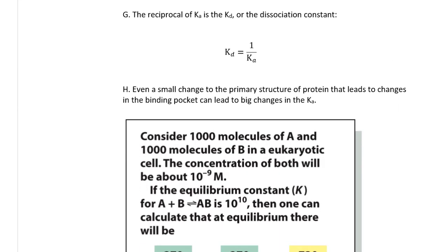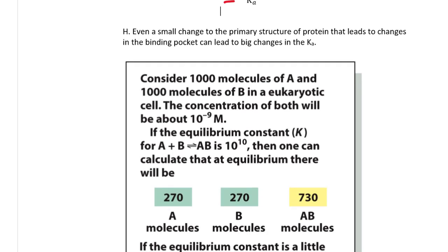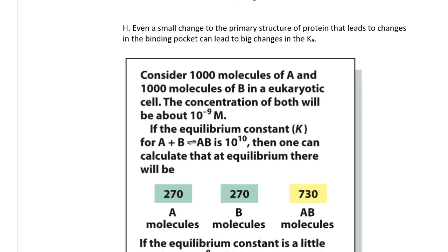The reciprocal of Ka is the Kd, or the dissociation constant. So Kd equals 1 over Ka. Even a small change to the primary structure of a protein that leads to changes in the binding pocket can lead to big changes in the Ka.